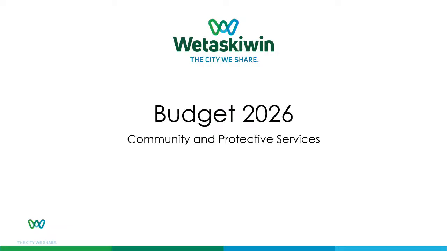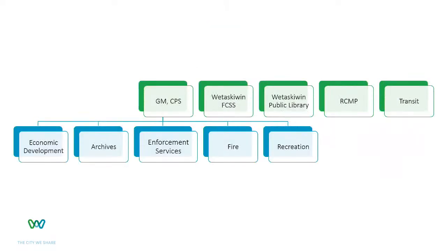Good morning. I'll walk us through the 2026 budget for Community and Protective Services. If we could go to the next slide, please. This represents the departments within Community and Protective Services. You'll notice on the right-hand side of the org chart that Wetaskiwin FCSS, Wetaskiwin Public Library, RCMP, and Transit are not connected directly to CPS. They fall under the purview of the city manager, but they've been delegated by the city manager to the GM of Community and Protective Services. So that's why they're on this chart. If we could go to the next slide, please.